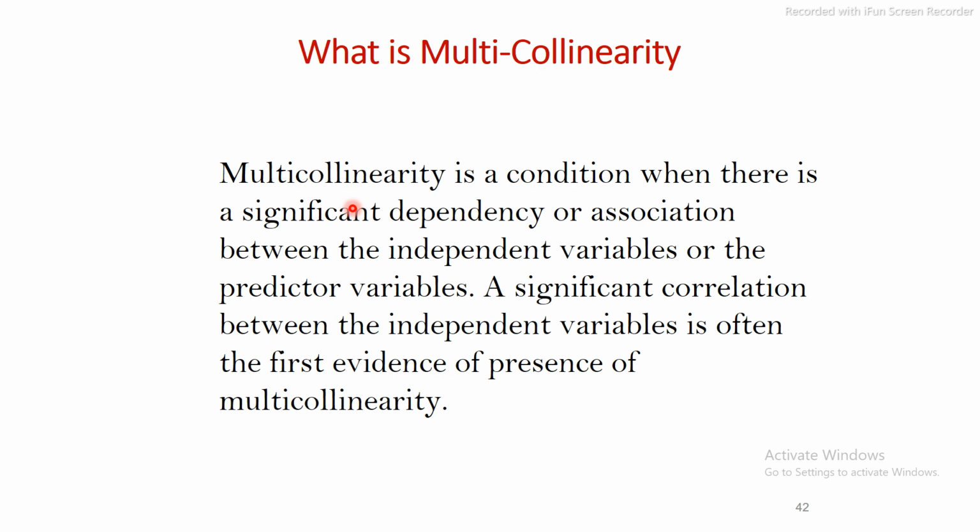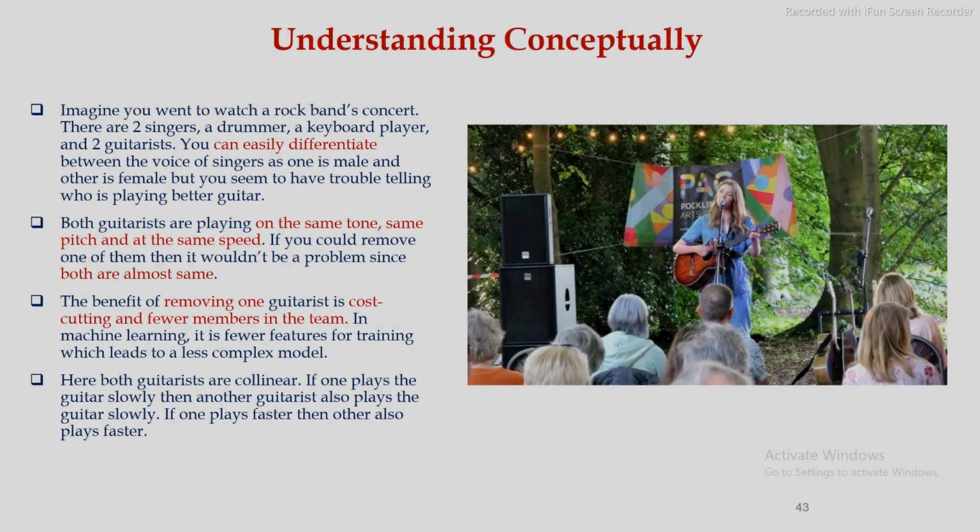Whenever you see a term called independent variable, they are also called predictor variables. A significant correlation between the independent variables is often the first evidence of the presence of multicollinearity. So I'll explain what multicollinearity is. This example will help you understand what it is and why you have to remove multicollinearity before applying any ML algorithm related to regression analysis.